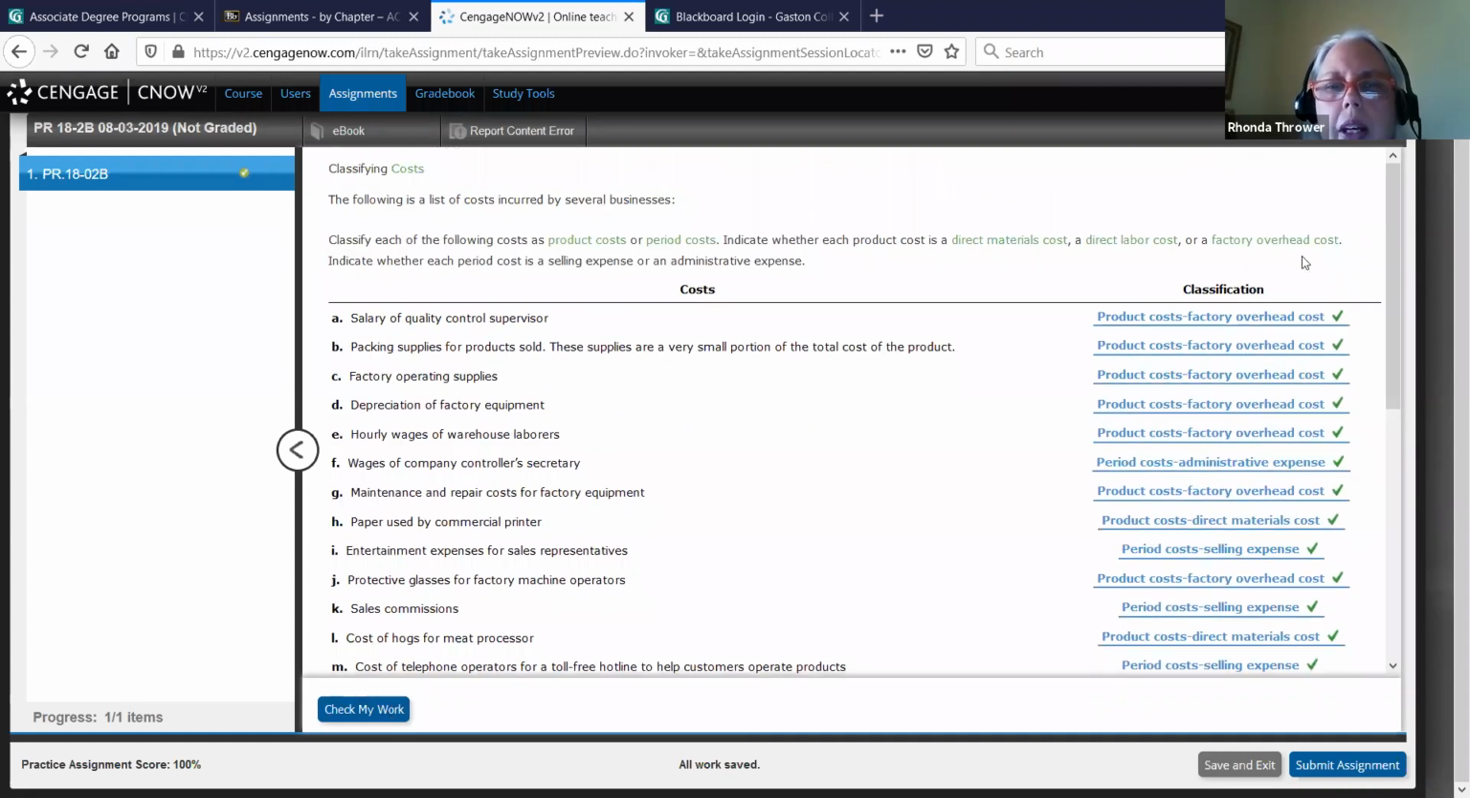And so what we've done today is we've reviewed terms. You need to know what a product cost is. A product cost is a direct materials cost, a direct labor cost, or any factory overhead cost. Your period costs are your selling and your administrative expenses. If it's a factory overhead cost, it can be made up of several factory overhead costs, such as indirect materials, indirect labor, and other factory overhead costs.